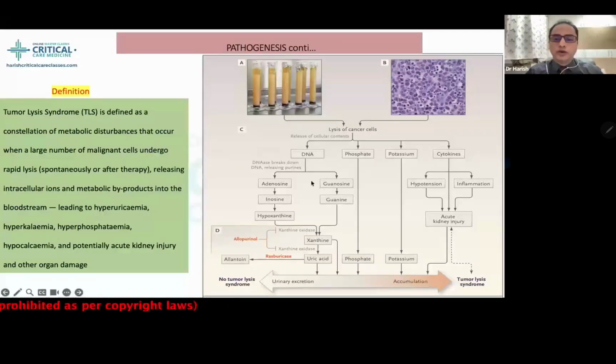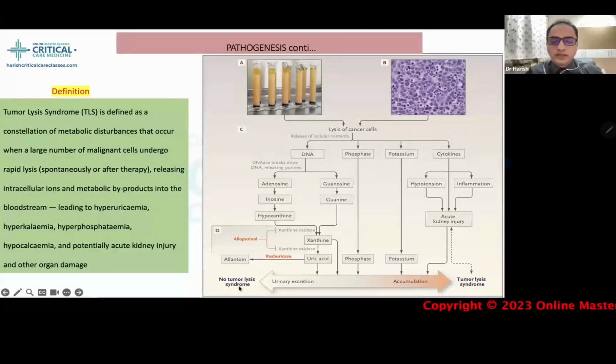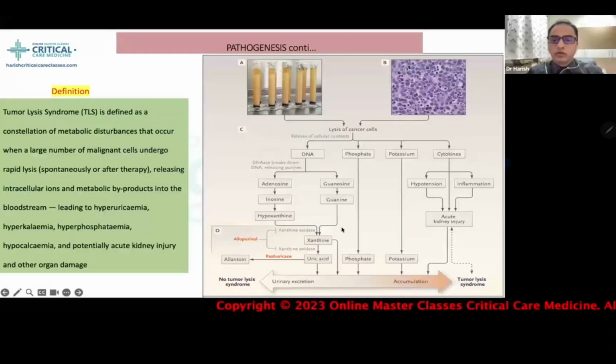On one hand we have adenosine, on the other hand we have guanosine, which gets converted into guanine, then to xanthine. So this uric acid, as I told, can get accumulated. That leads to tumor lysis with crystal nephropathy and all. If it is easily getting excreted, then there is no problem with tumor lysis syndrome. So all these phosphate, potassium, okay.